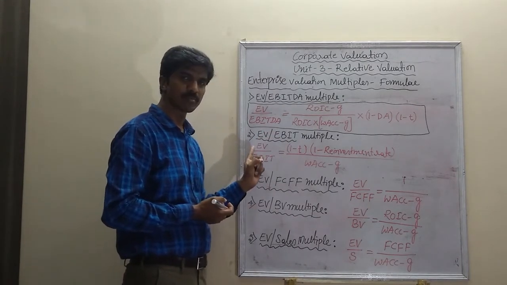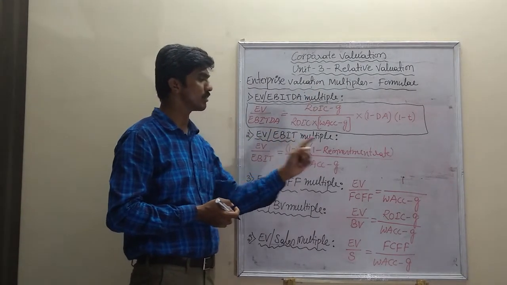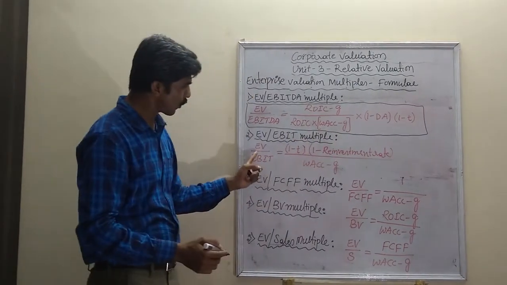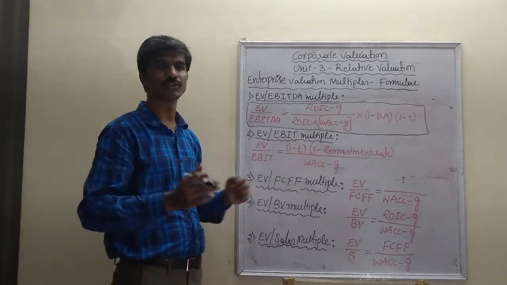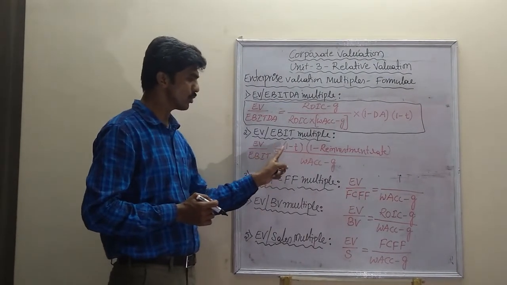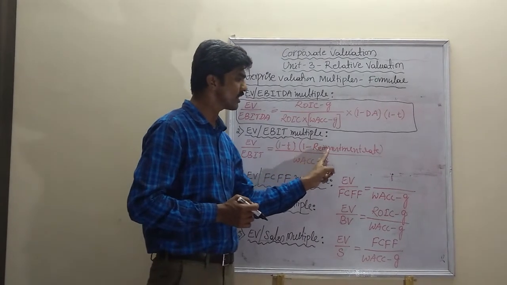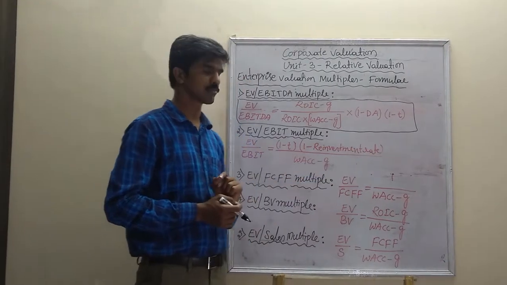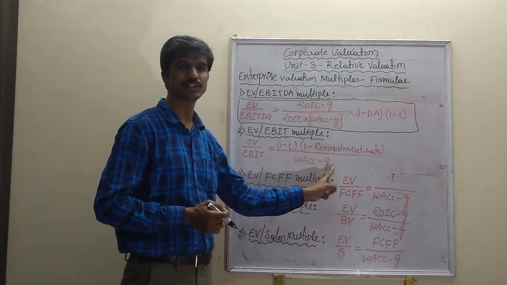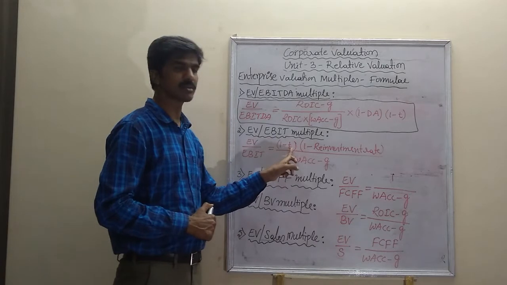Now move to the next multiple under enterprise valuation multiples, that is the EV to EBIT multiple. Under this multiple, we use the following formula to calculate the values. EV to EBIT is equal to (1 minus T) into (1 minus reinvestment rate) divided by (WACC minus G), wherein T stands for tax rate applicable to the company.